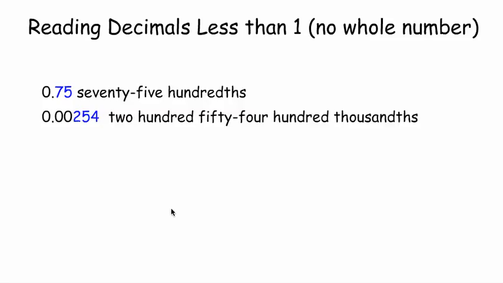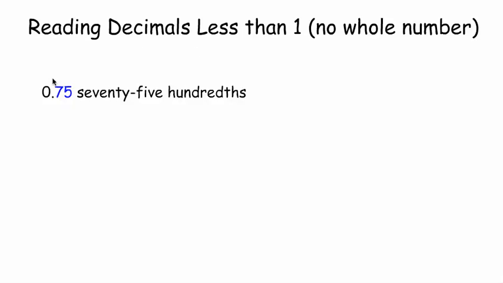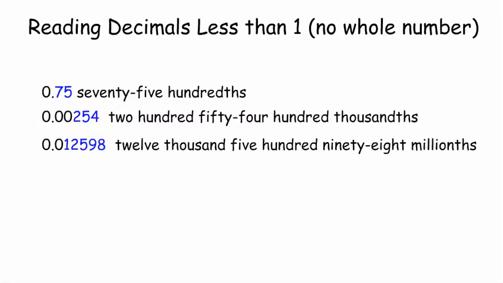So this is how to read decimals less than 1. Let's go back. So 0.75, you just ignore the decimal place and read the number that comes after. So that's 75 hundredths. Here we ignore the decimal place and the zeros, so we have 254, and then read the last decimal place. So that's tenths, hundredths, thousandths, 10 thousandths, 100 thousandths. So 254 hundred thousandths.